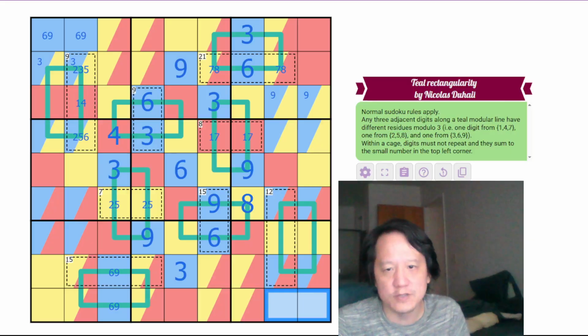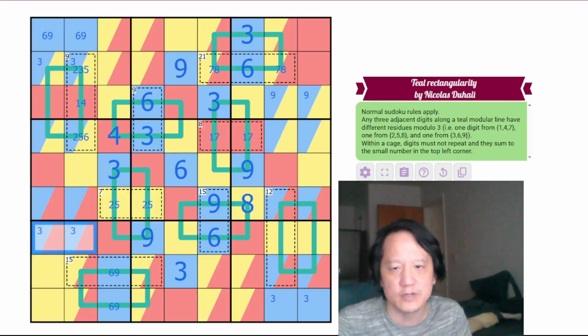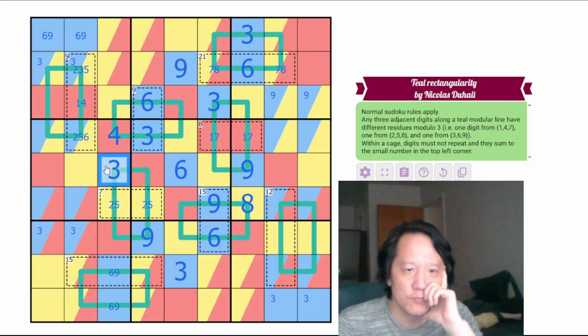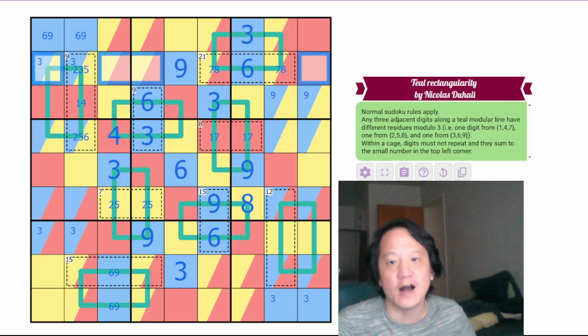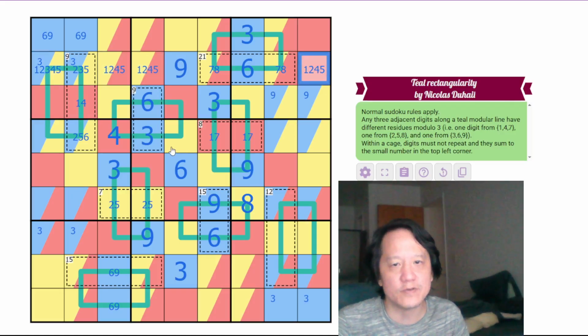We have a guaranteed 3 in one of these two. That means 3 has to be one of those two. Okay. Remaining digits of row 2 are 1 through 5. And 3 obviously cannot be any of those.